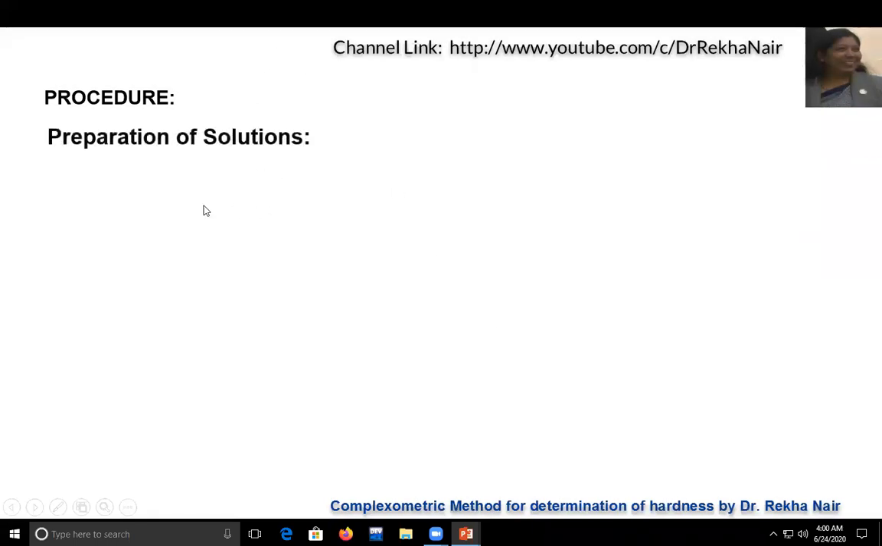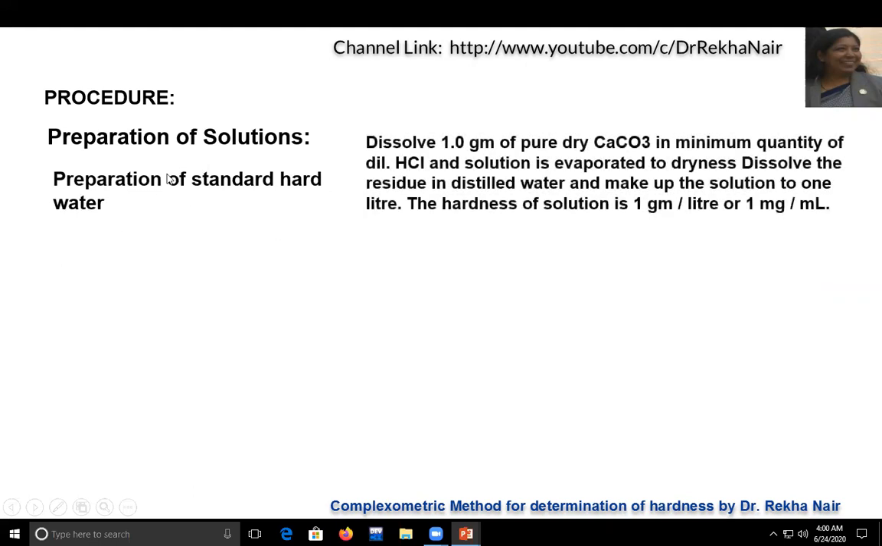Let us go for the procedure. Now, there are so many solutions to be prepared during this titration process. At first, preparation of standard hard water. For the preparation of standard hard water, we take calcium carbonate. 1 gram of calcium carbonate will be dissolved in 1 liter of water to make a 1 gram per liter solution. But we know that calcium carbonate is one of the most insoluble salts. So we need to add dilute HCl into this.